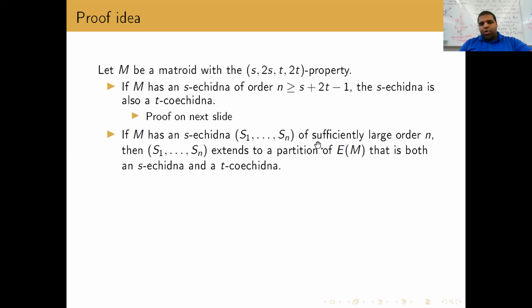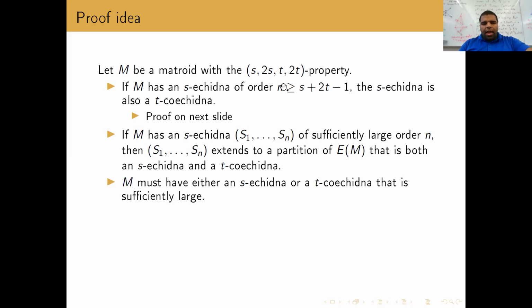So if we have sufficiently large order, we're going to get both: the entire ground set will be an echidna and a co-echidna. So if we can show that we have this echidna of large enough order, then we know we have the entire ground set as an echidna and a co-echidna. And we were able to do that using some hypergraph Ramsey theory, k-uniform hypergraphs. So basically Ramsey theory says if I have something really, really large, there's going to be the thing that I want contained in it of sufficiently large size.